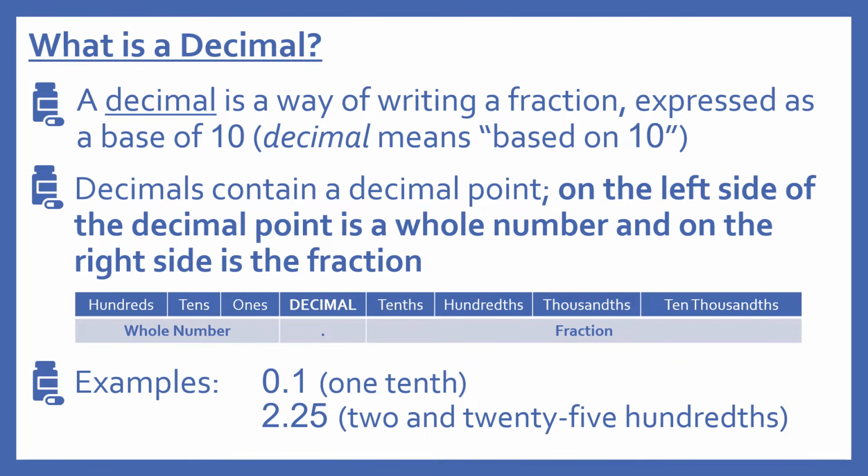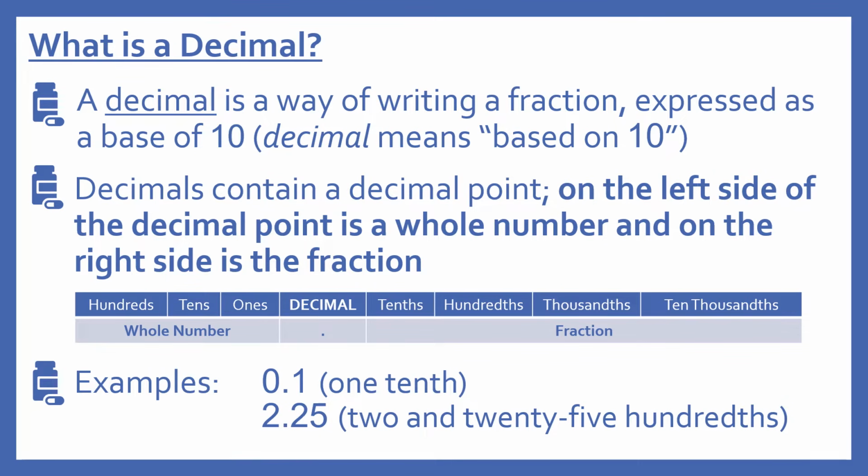Okay, so that finishes fractions. Now we're going to look at decimals. A decimal is a way of writing a fraction expressed as a base of 10, and the word decimal actually means based on 10. Decimals contain a decimal point. On the left side of the decimal point is a whole number, and on the right side is the fraction part. I have a little chart here.